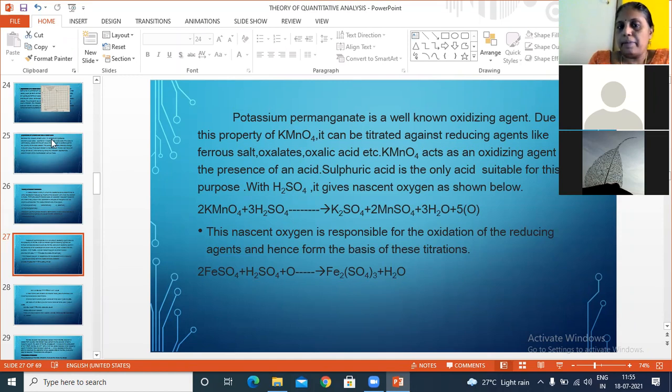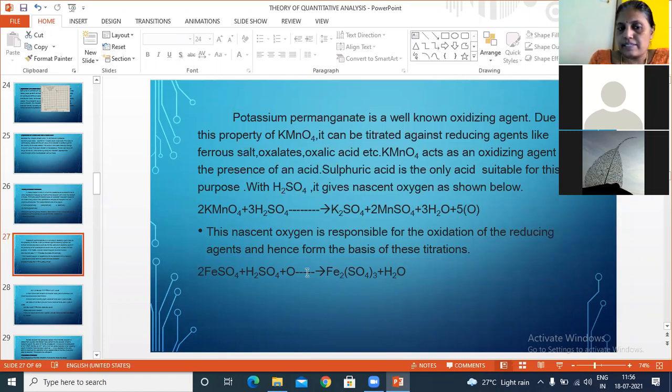For example, 2 KMnO4, potassium permanganate, plus 3 H2SO4, in the presence of sulfuric acid, gives potassium sulfate, manganese sulfate, water and nascent oxygen. One atomic oxygen, we simply call it nascent oxygen. The oxygen liberated here reacts with ferrous sulfate, which is the reducing agent. So this nascent oxygen is responsible for the oxidation of reducing agents and hence forms the basis of this titration.